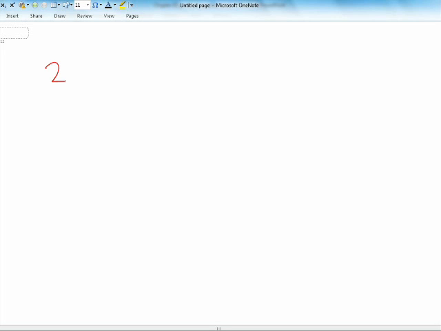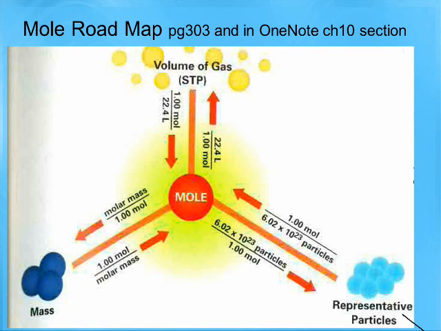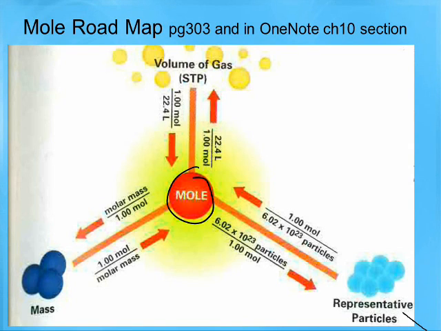Let's say we had 2 moles of helium. How many atoms? Okay, how many atoms is 2 moles? Well, we should be able to just do that in our head. If not, you can just go to the roadmap. We have moles. That's what we're given, and we follow the arrow. We want to go to representative particles.